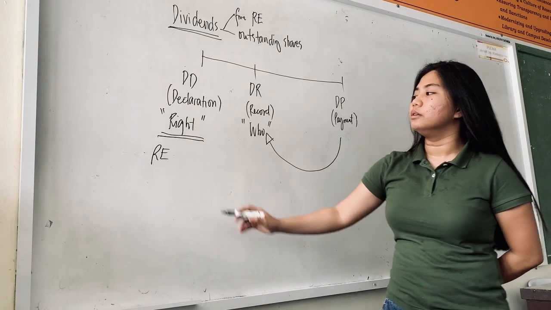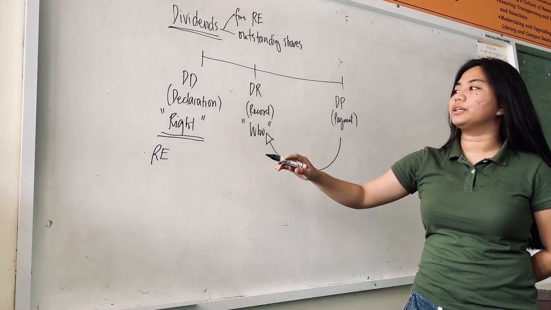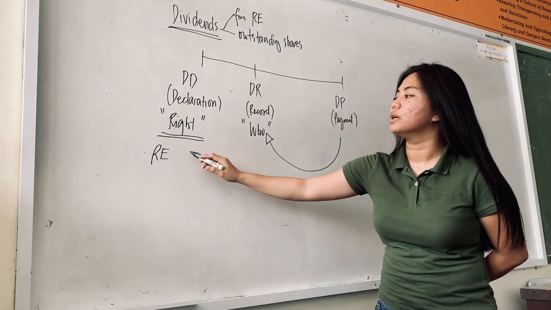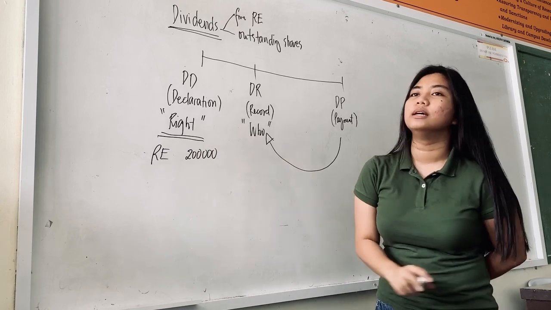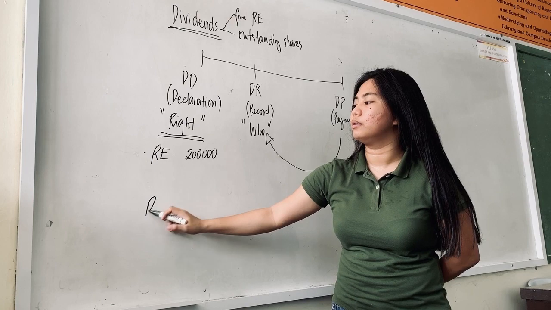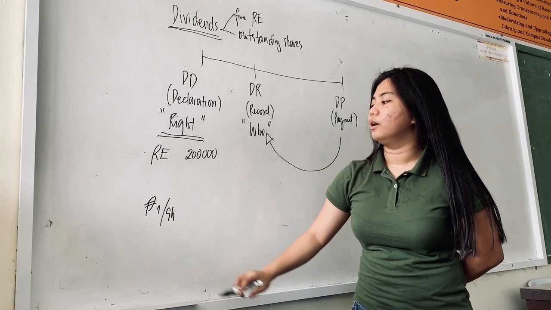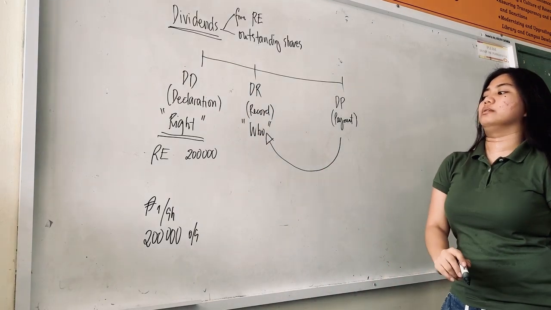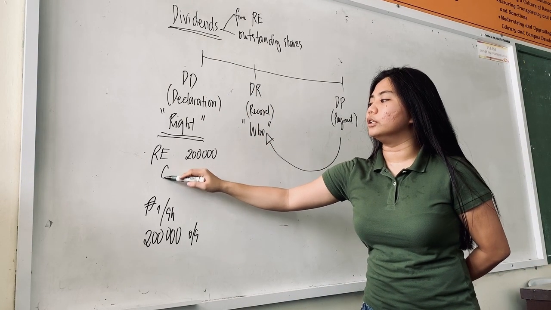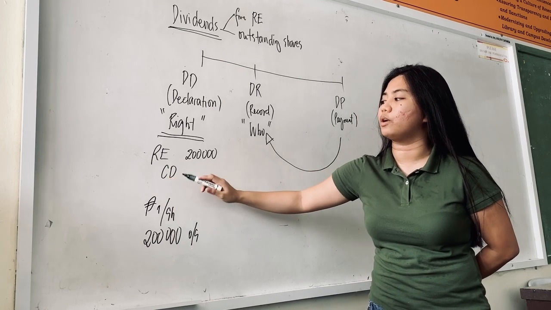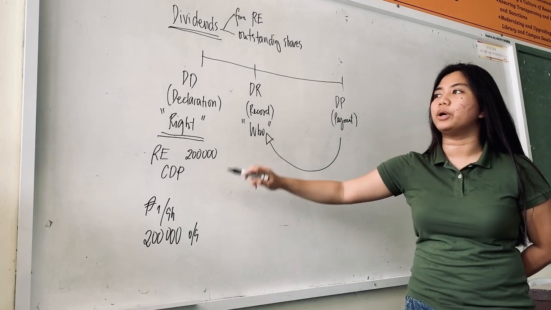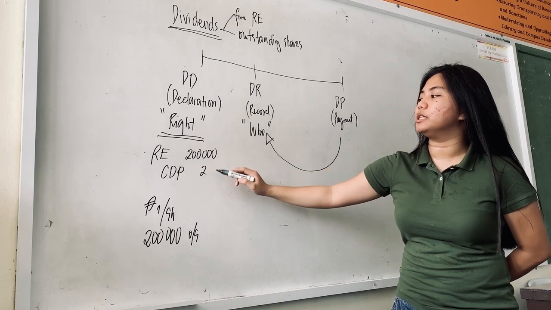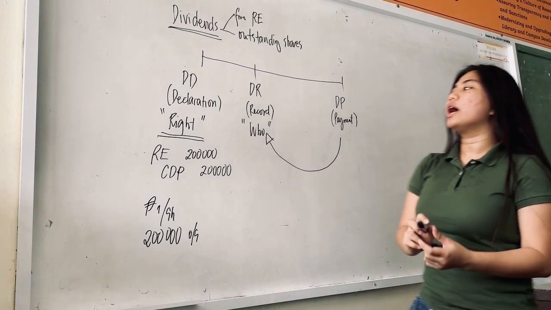So, we have retained earnings. Babawasan natin siya. Let's say, nag-declare tayo ng 1 peso dividend per outstanding share. Assuming we have 200,000 outstanding shares, so the retained earnings to be deducted will be 200,000. Tama? 1 peso per share, and there are 200,000 outstanding shares as of the date of declaration. Okay? Then, credit. Mag-example muna tayo. Ang example muna natin dito ay cash dividends. So, it will be a liability on the part of the company. Am I right? Okay. So, we have credit, cash dividends payable, 200,000.